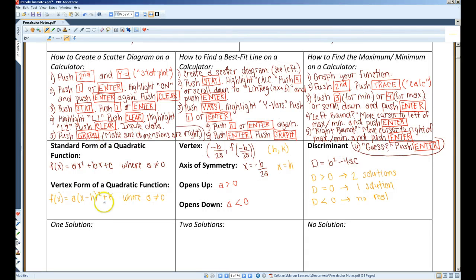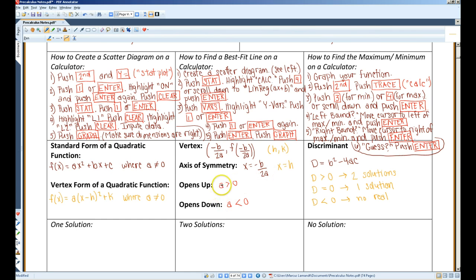There are two forms of a quadratic function that you guys will need to be familiar with. One is standard form and one is vertex form. Okay? Each of these can be used to find different things. If you are trying to find the vertex or the axis of symmetry, probably the vertex form is a little bit easier to use. But you can find the vertex and axis of symmetry using standard form. If you're trying to find the discriminant, or if you're trying to find the zeros, probably standard form is a little bit easier to use.